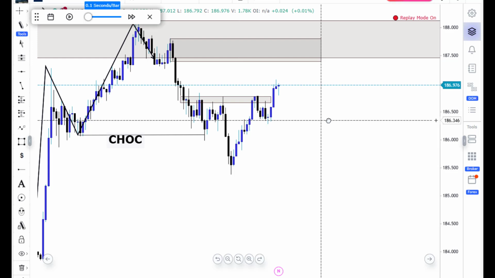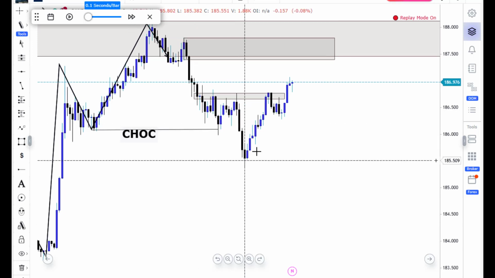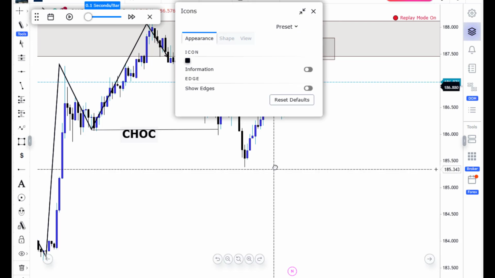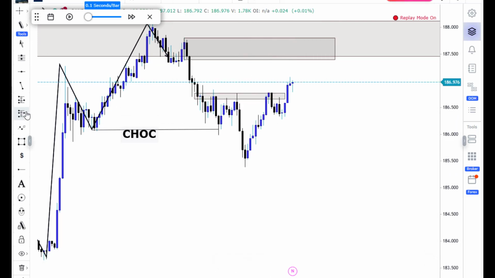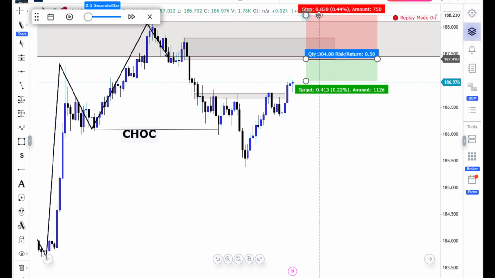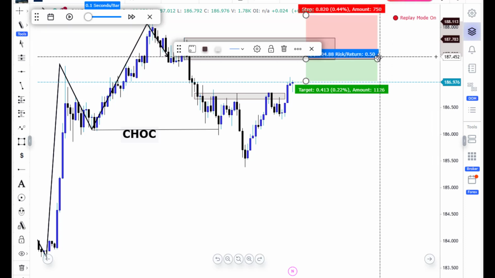Since we have had a change of character, we are going to sell as price pulls back there. We have another confirmation: liquidity lying above this zone here. That's why we usually mark it out. And then we are going to be selling. So we will place our short order here as price pulls back to this zone. Remember, we did not enter aggressively. We wanted to look for these particular confirmations before we take our trade.